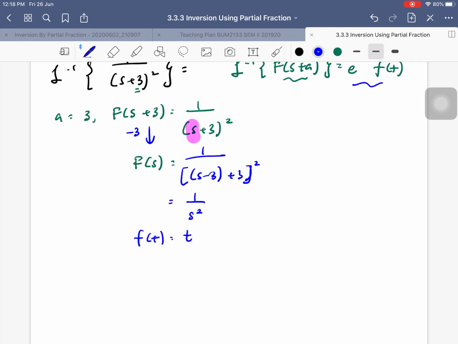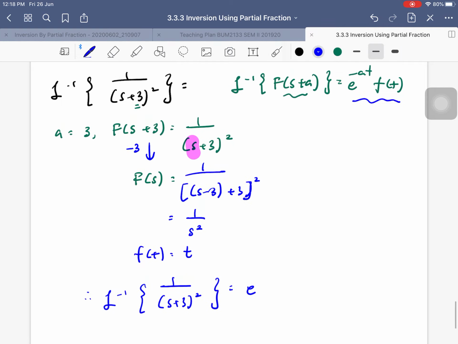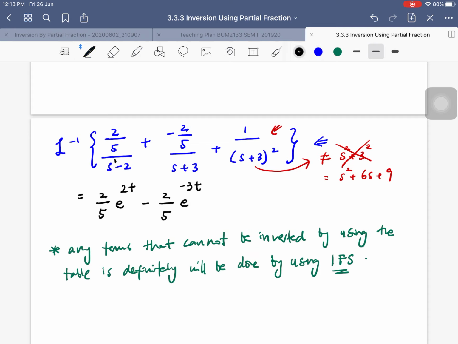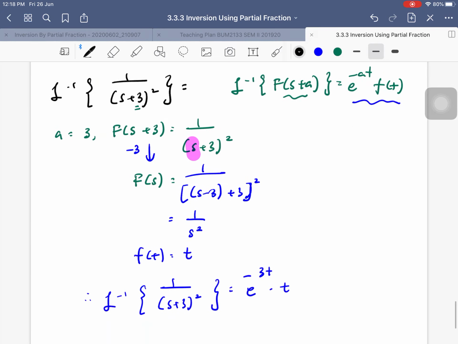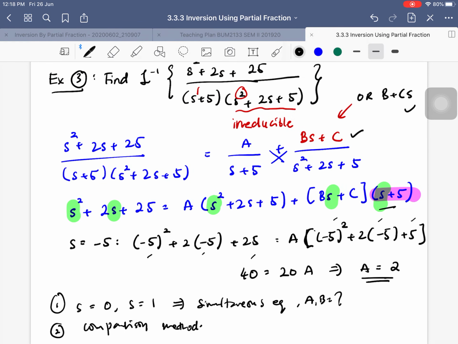So therefore, when we put this together, we know that the Laplace inverse of 1 over (s plus 3) squared is going to equal exponential of negative at, which is negative 3t for this case, multiplied by t. So I'm going to write over here, using the inverse of the shift theorem, this is going to equal exponential of negative 3t multiplied by t. So that will be the outcome. That is going to be the end of the calculation. So that is for our second example. This is going to be the third example. Let me clean this first.